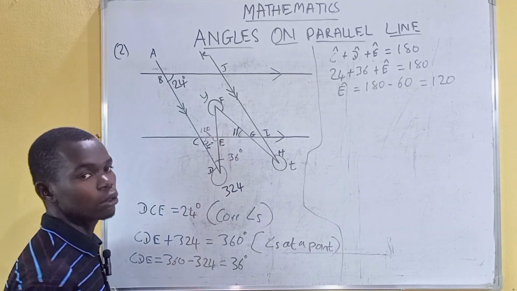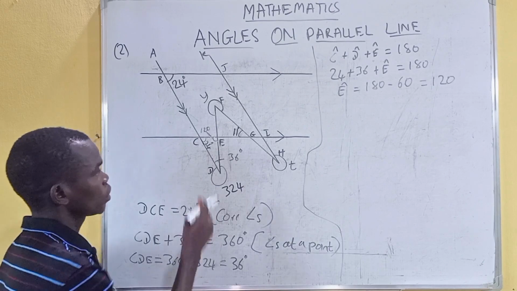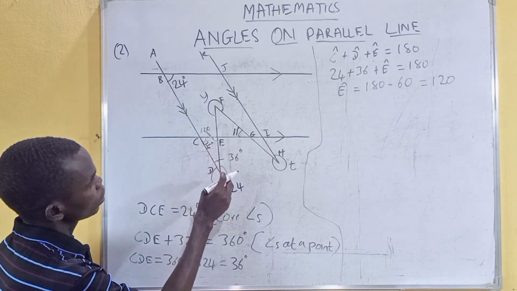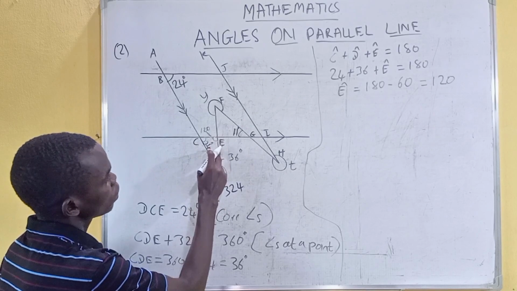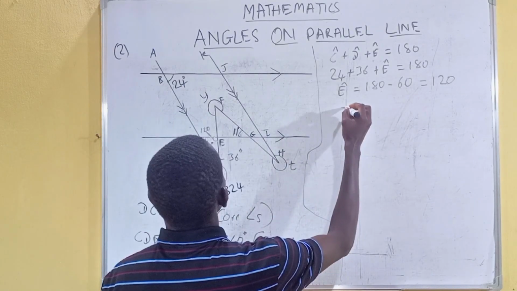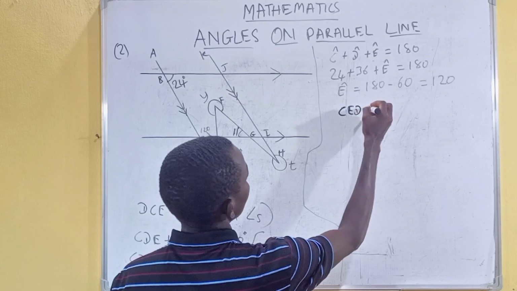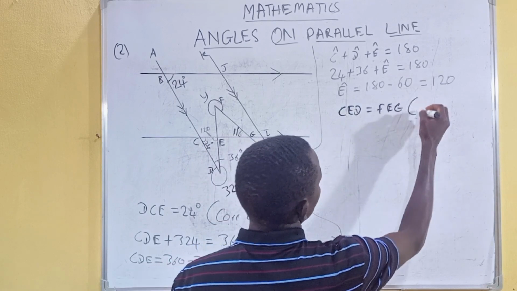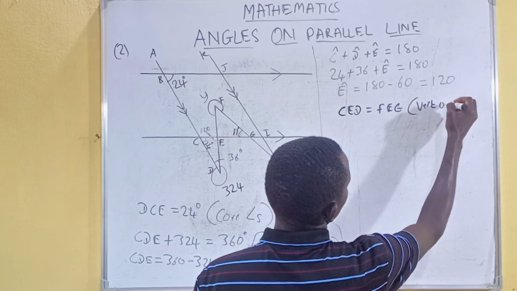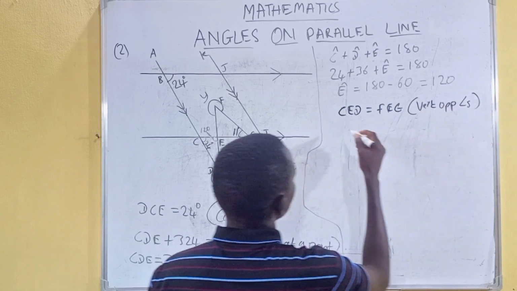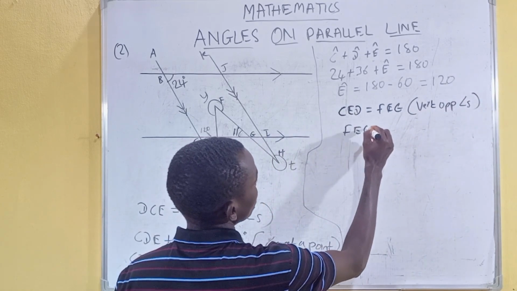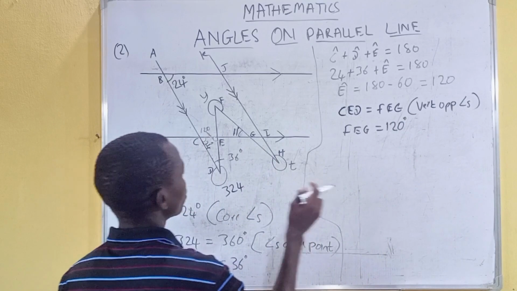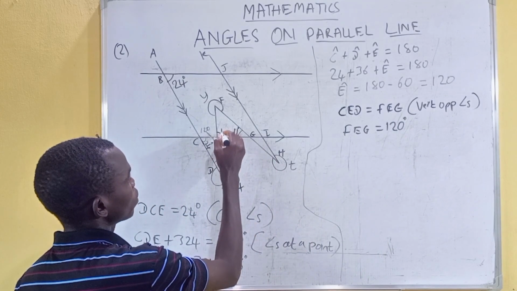From here, to find this angle, we can use our vertically opposite angles. This will be equal to this angle. Therefore, angle CED is equal to angle FEG. Vertical opposite angles. Therefore, FEG is equal to 120 degrees. From here, we have gotten this angle, which is 120.